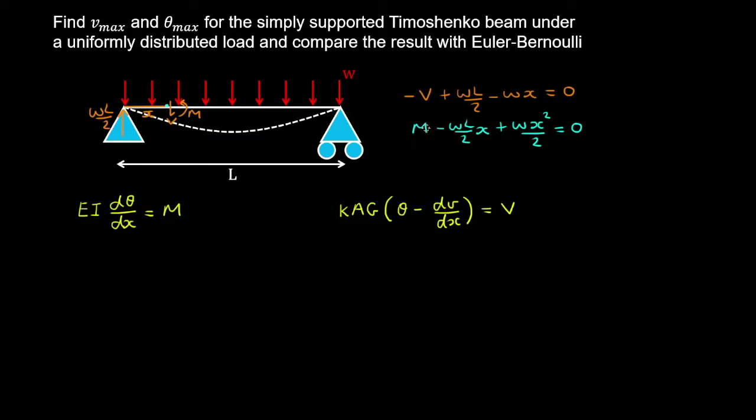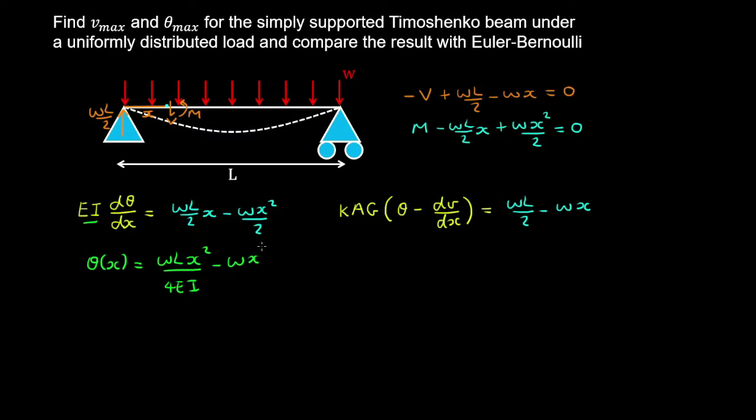And now we can substitute for the moment and shear force, so that will be WL on 2 x minus WX squared on 2, and WL on 2 minus WX. Now dividing through by EI and integrating this equation, we get WL x squared on 4EI minus WX cubed on 6EI plus a constant of integration.